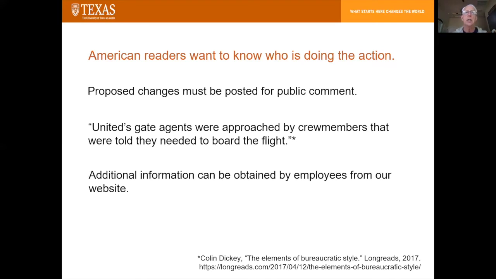And then in the final example, additional information can be attained by employees from our website. I don't know what to do with that information. It just doesn't help me, and it just looks like somebody's trying to shirk responsibility here.